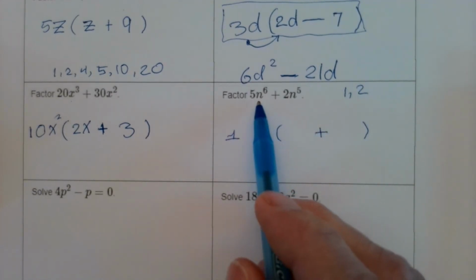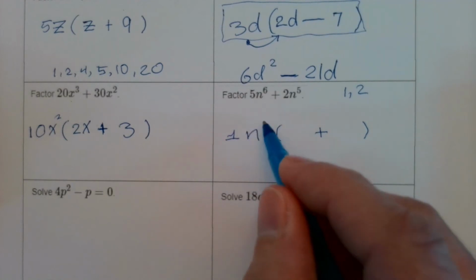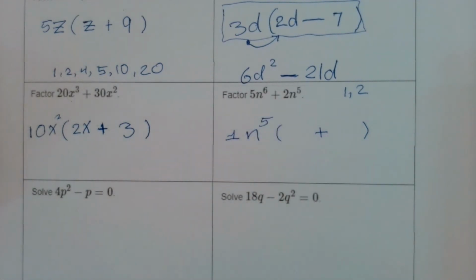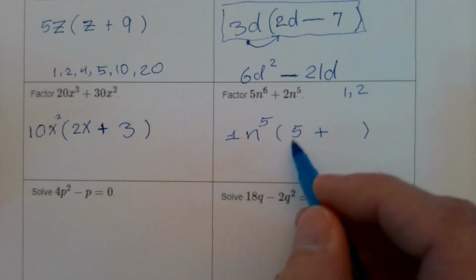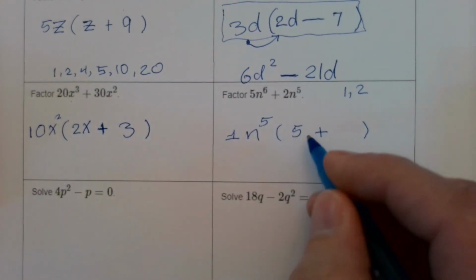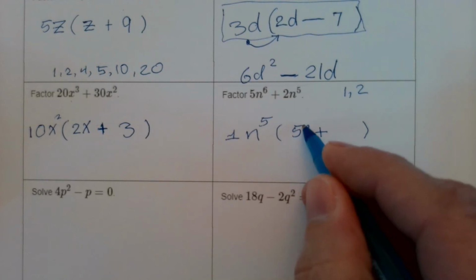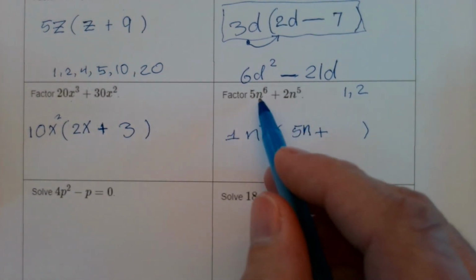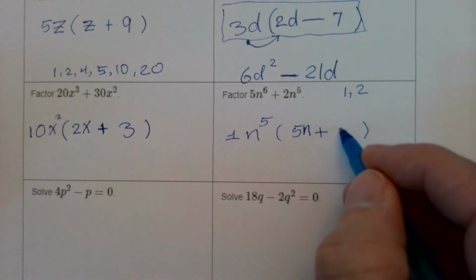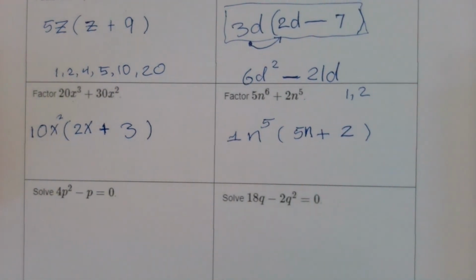This has got 6 factors. This has 5. You should pull 5 factors of n outside here. And then for the rebuilding, I need a 5 here because 1 times 5 is 5. I need an additional n so that I have 1, 2, 3, 4, 5, 6 factors of n. And then over here, all I need is a 2.